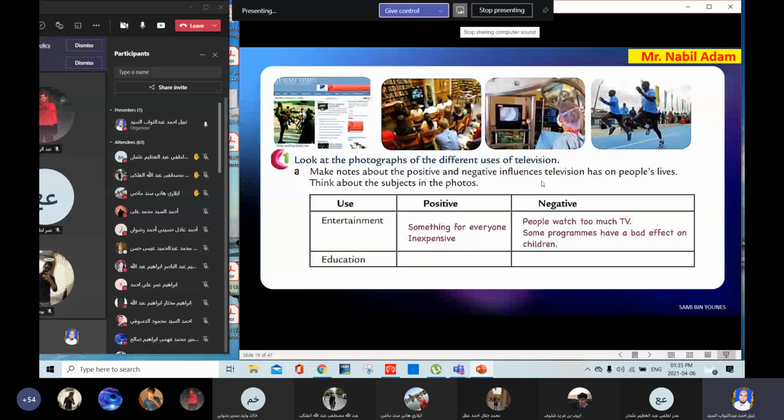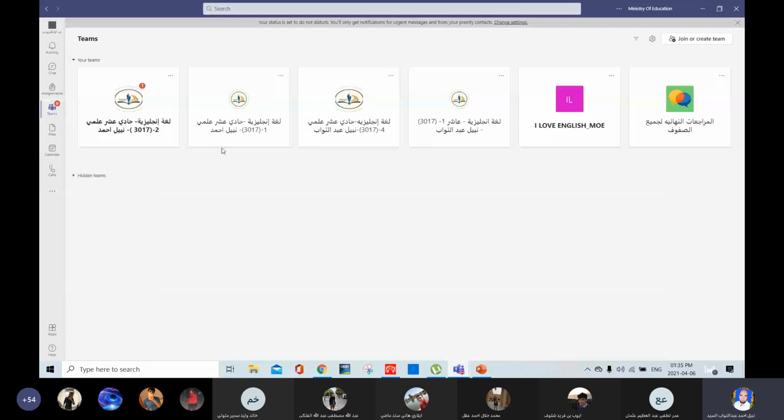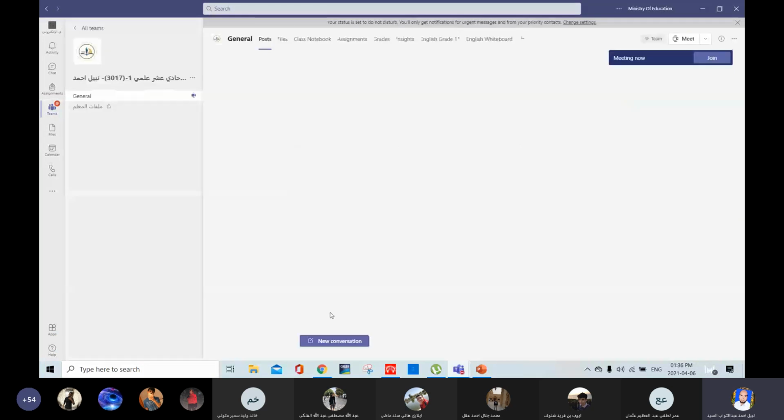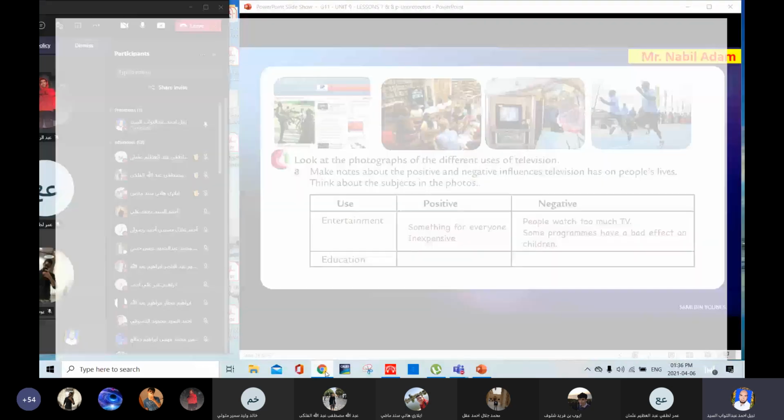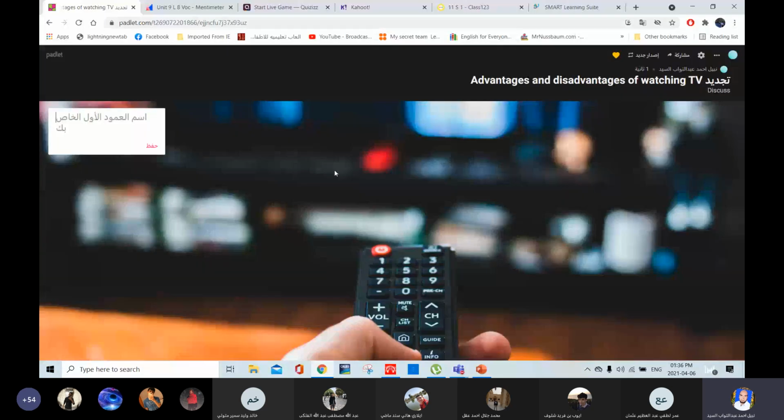I'm going to send you a link, and through this link, you have to sign in to the website, and then write two sentences, one advantage and one disadvantage. Okay, let's go to your chat box. Padlet.com. Go to Padlet.com and write two sentences. One advantage and one disadvantage of watching television. Let's see who's ready. You can write your name, and write one advantage and one disadvantage of watching television.